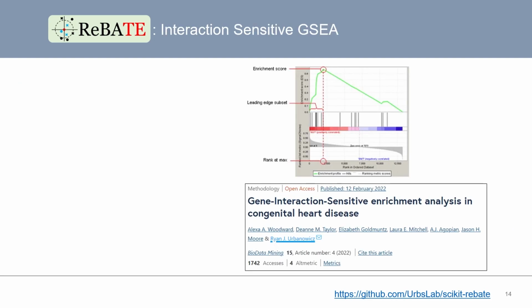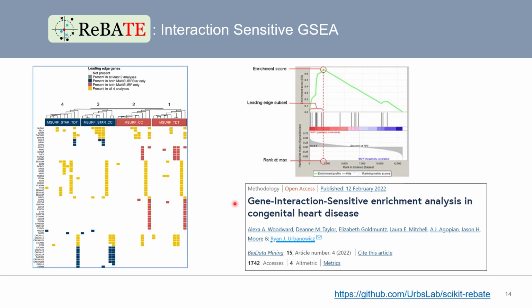In line with this work on interaction-sensitive feature selection, we've also developed an interaction-sensitive gene set enrichment analysis approach that integrates ReBATE's relief-based algorithms with the traditional gene set enrichment analysis strategy. We applied this approach to the analysis of genetic risk factors in congenital heart disease, and demonstrated that we could gain more insight using gene set enrichment analysis when we took interactions into consideration.